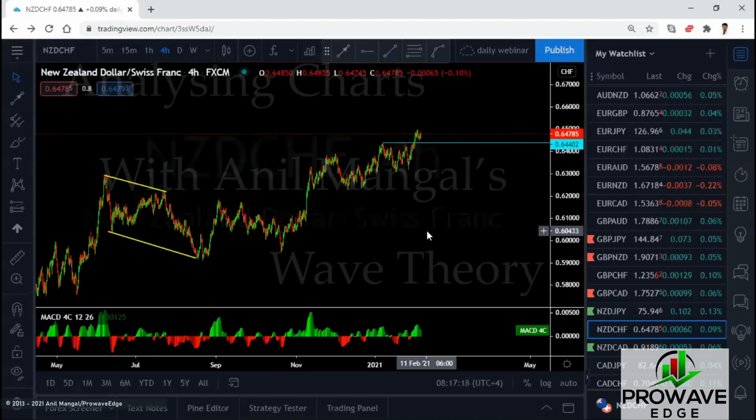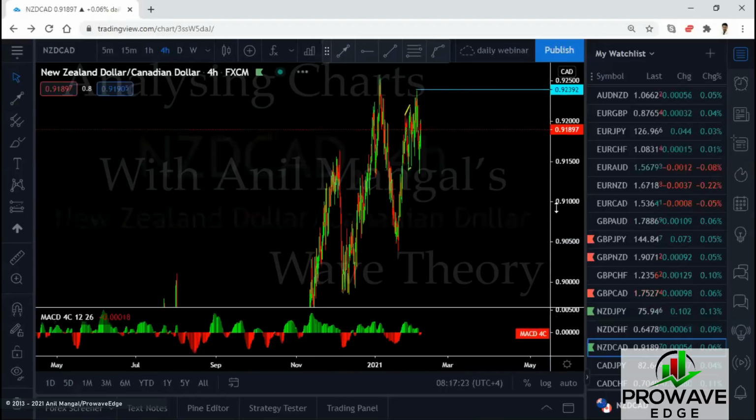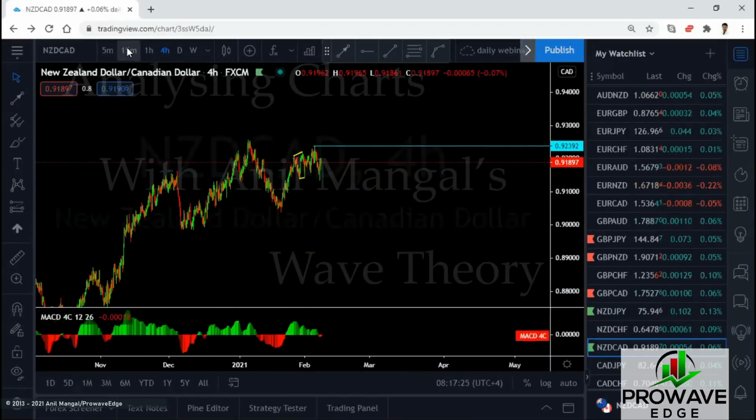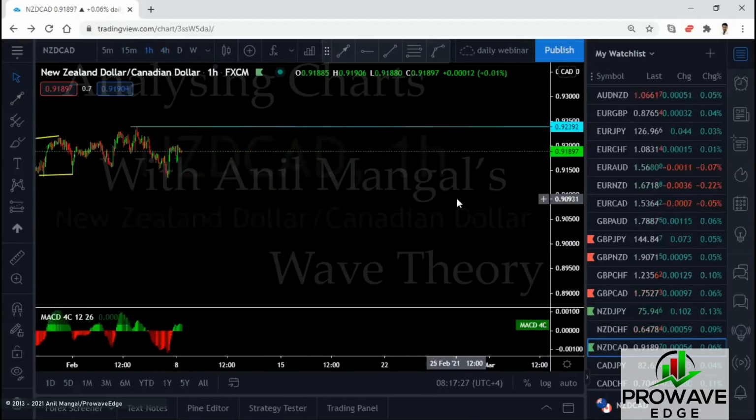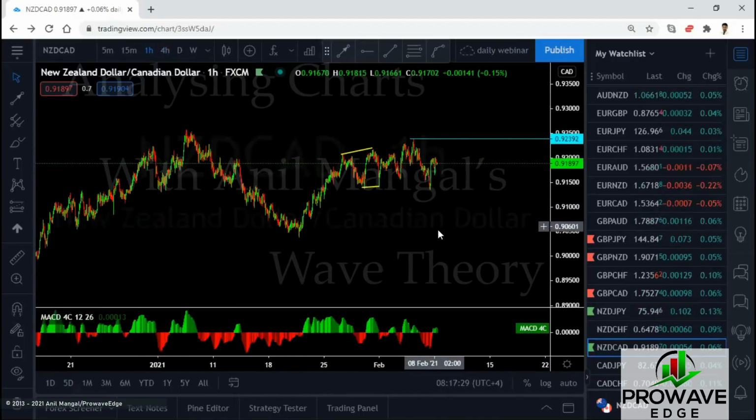It's kind of going sideways, more up. So if you get a buy setup, we can take it. New Zealand CAD. Does this have a buy setup? Let's go see. Remember, all the CAD trades have buy setups. New Zealand CAD, it could go up.